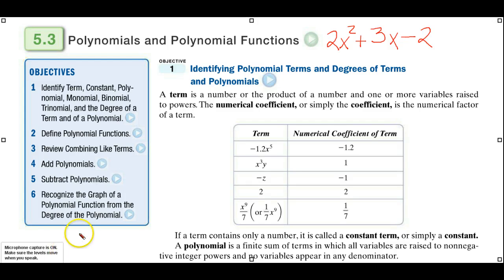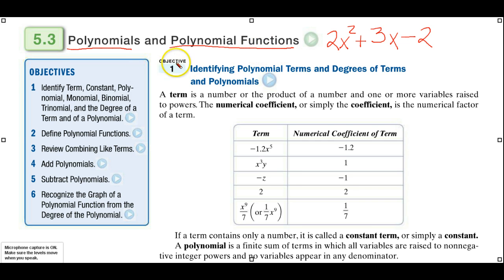Now, as we start topic 3 of chapter 5, we're going to look at some vocabulary to prepare us for some later lessons. For instance, what's a polynomial and what are polynomial functions?